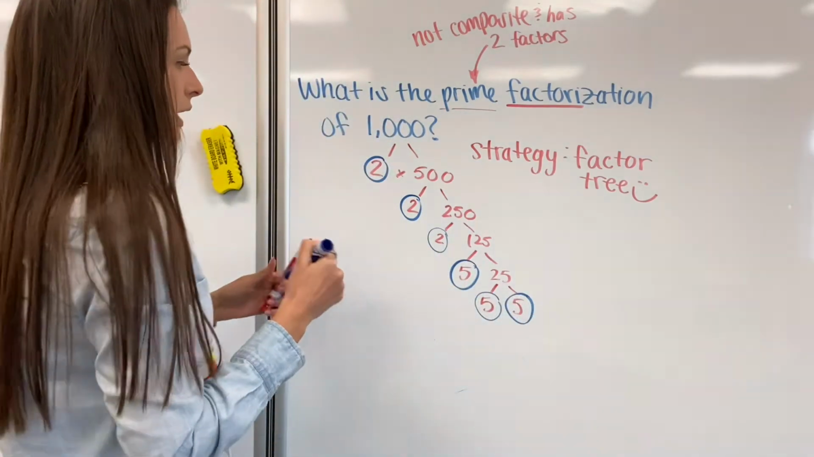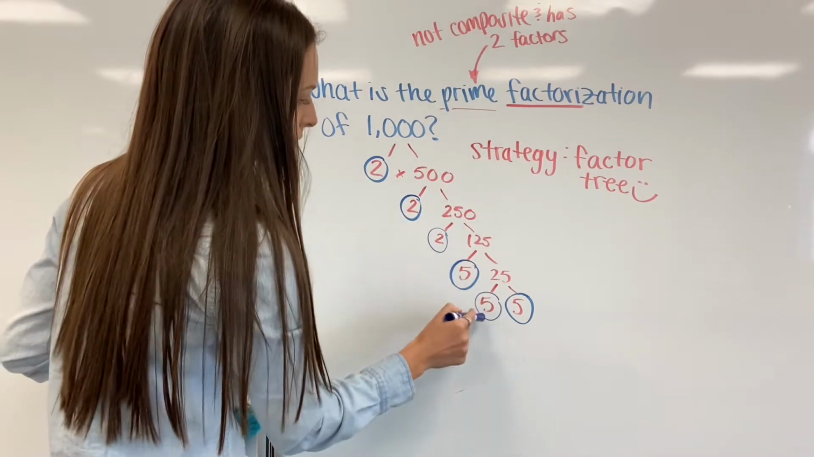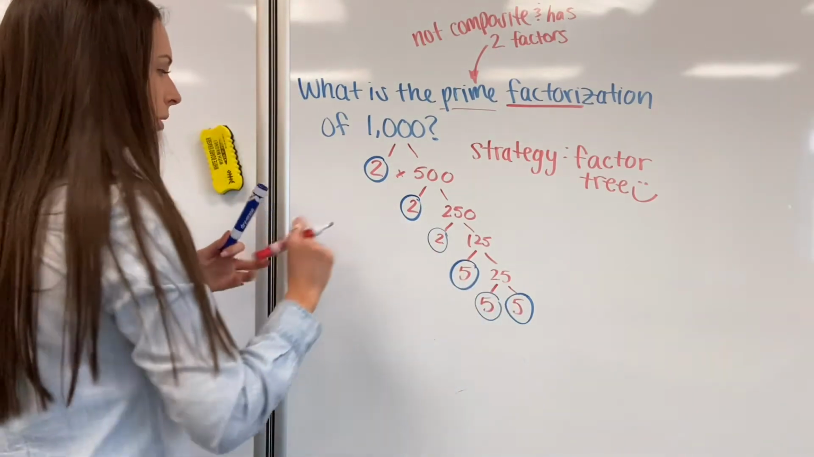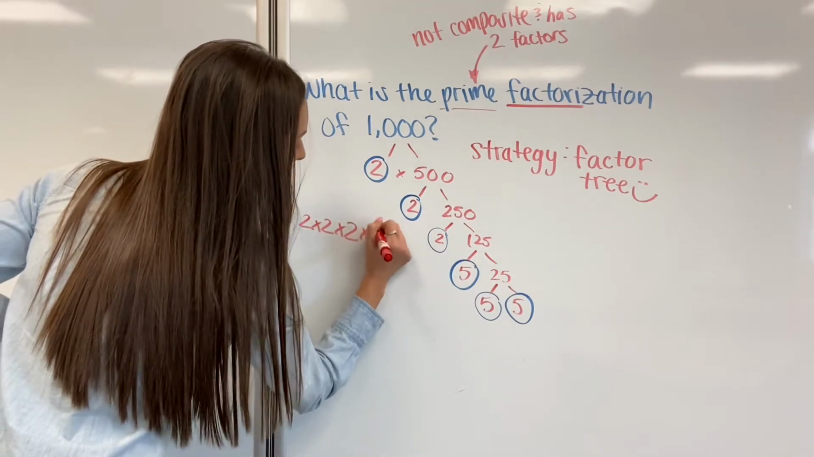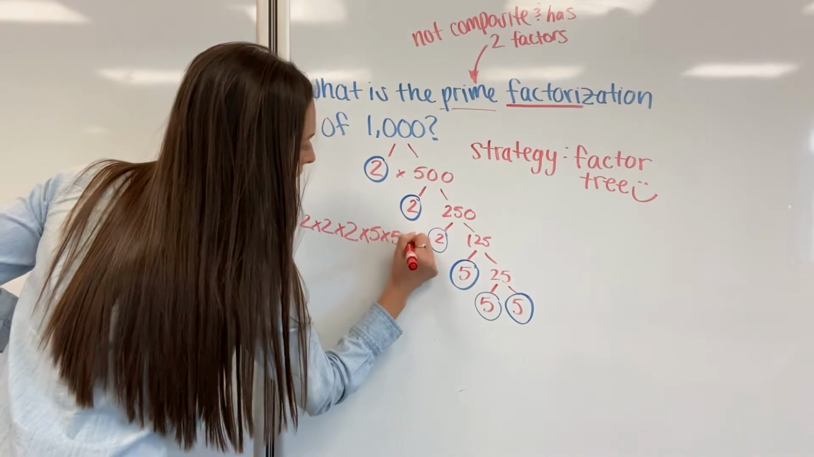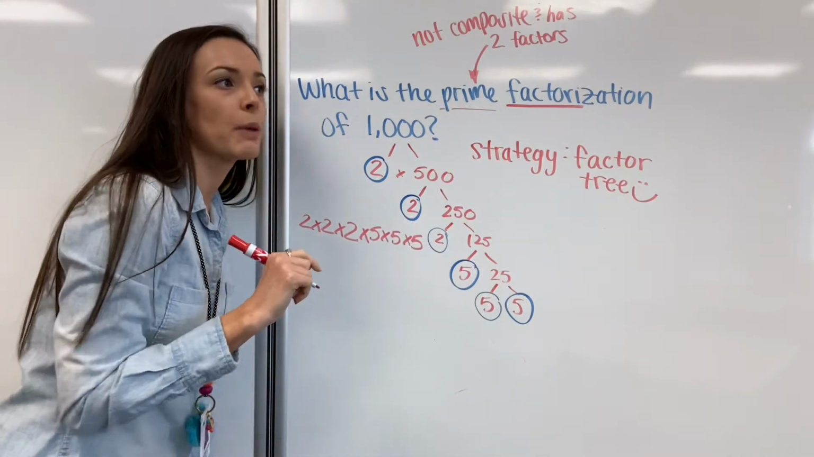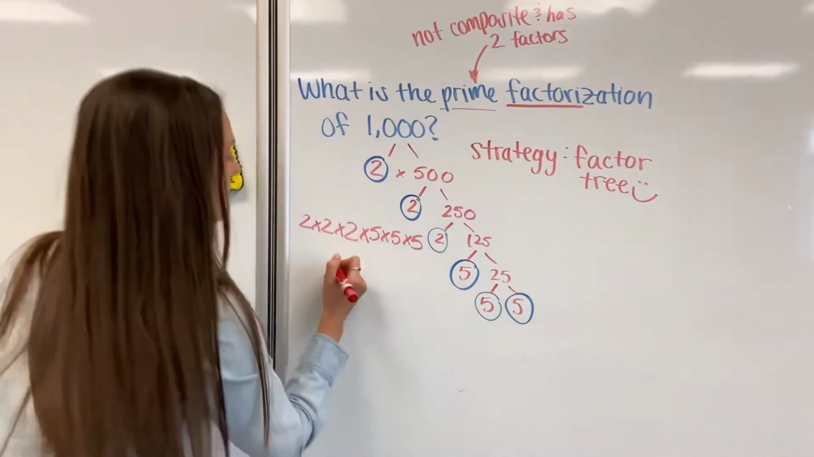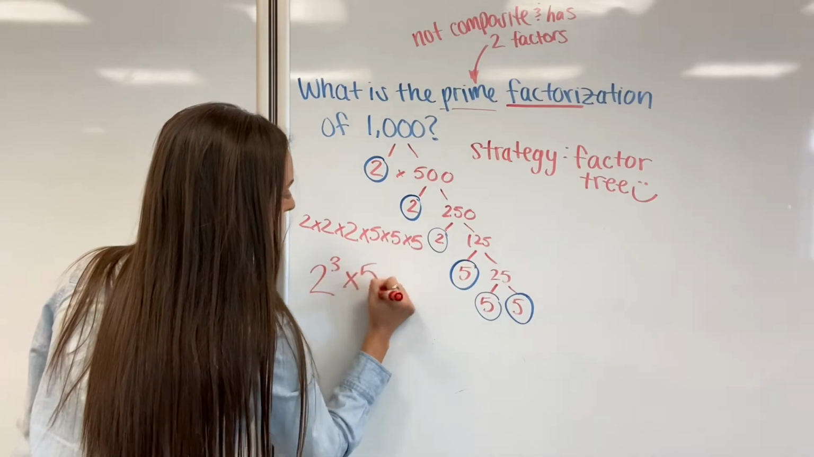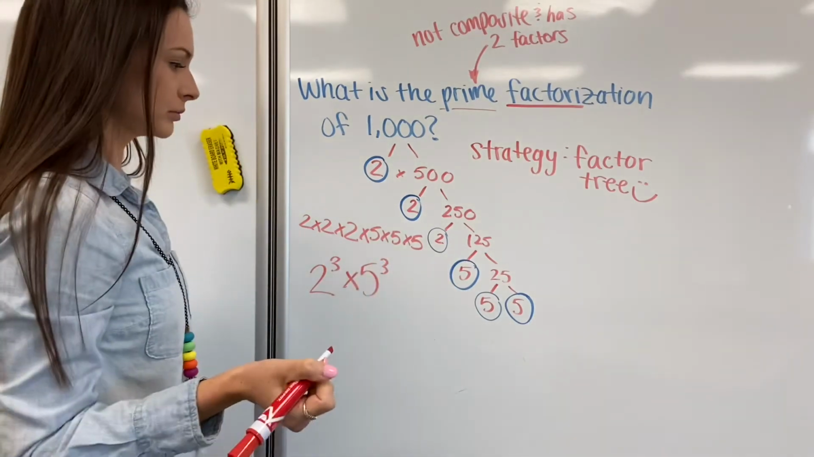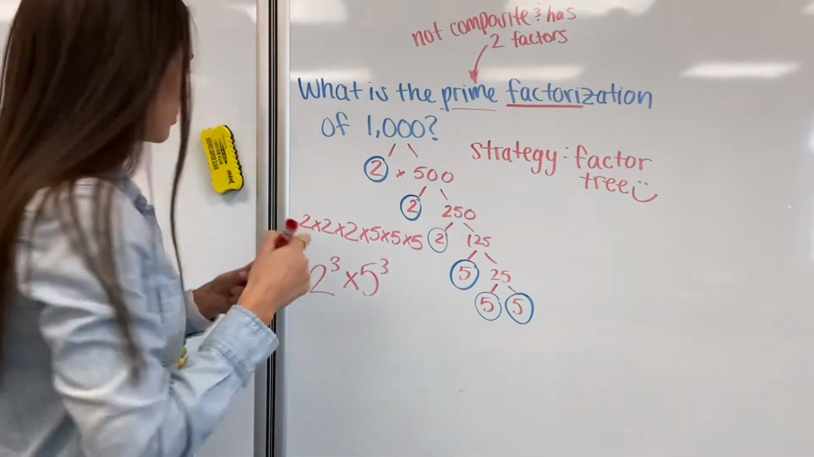So now let's look at what I'm left with. I've got 2 times 2 times 2 times 5 times 5 times 5. Or, I could use my knowledge about exponents to say that it is 2 to the third power times 5 to the third power. That's it. That's all there is to it. We'll do one more example.